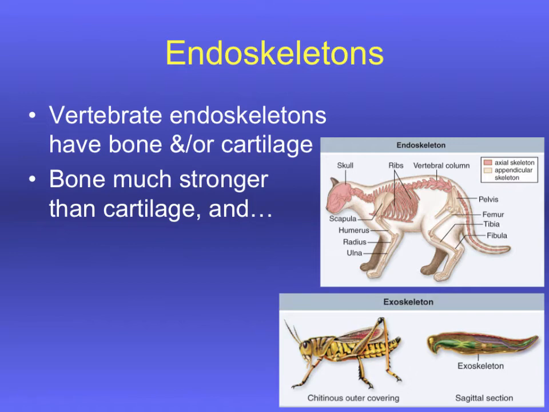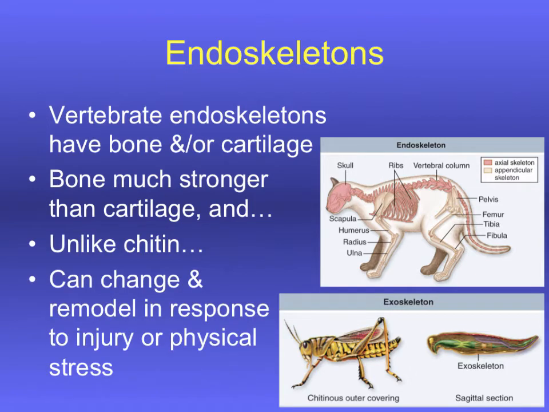Like we saw back in our chapter on animal systems, bone cells can divide fairly frequently, cartilage cells not so much. So one of the big benefits of having a bony endoskeleton is this constant remodeling and changing in response to stress or even injury. If a bone breaks, it's repairable. If cartilage tears, for the most part, it's not.